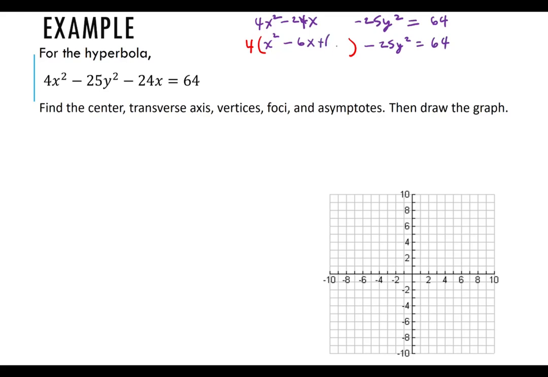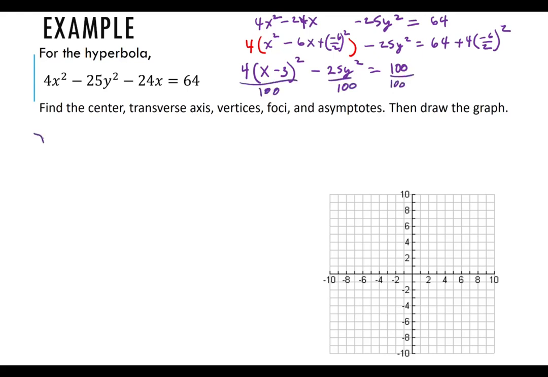Well, then I add b over 2 squared, which is -6 over 2 squared. But over here, it's going to be plus 4 times that, because of course it's 4 times this on the left side, so 4 times (-6 over 2) quantity squared. And so then this factors as 4 times (x minus 3) quantity squared minus 25y squared is equal to, -6 divided by 2 is -3. -3 quantity squared is 9. 9 times 4 is 36. 36 plus 64 gives us 100. Then I can divide everything by 100.